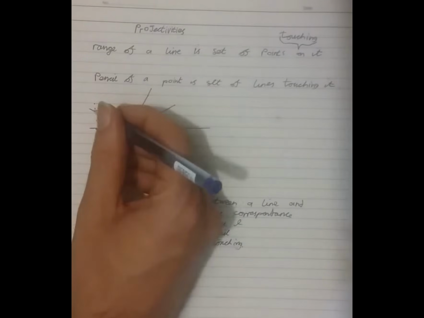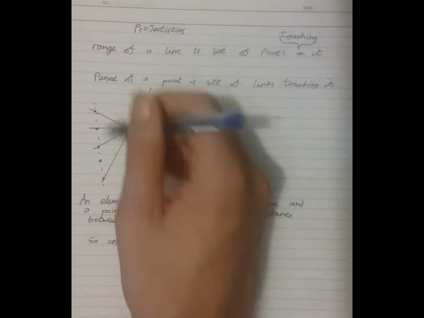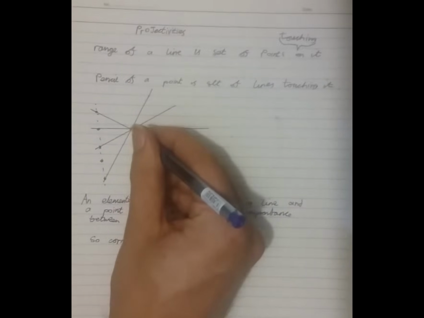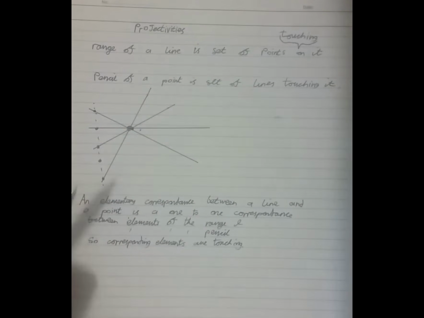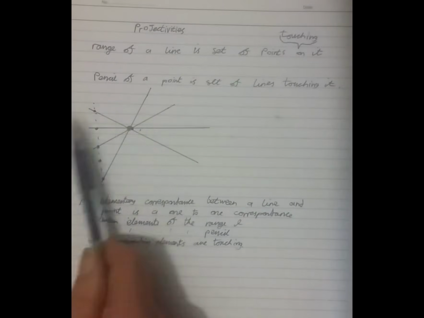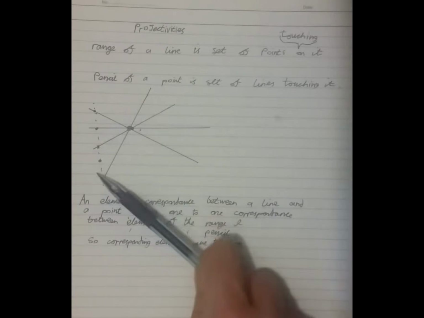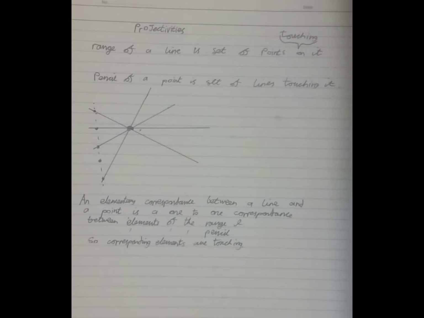So in this case here, we have a line, its range has 4 points, and we have a point, and its pencil has 4 lines. And this point is put in correspondence with this line, and that's good because it touches it, it's incident upon it. This point is put in correspondence with this line, which is good because it touches it, and so on here and so on here. So that's a good elementary correspondence.